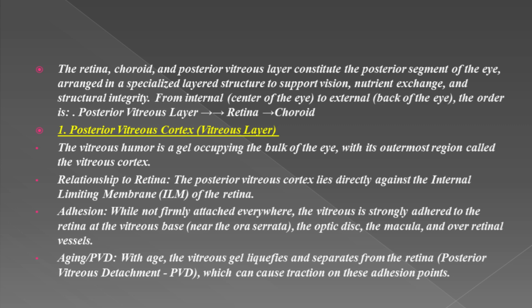The vitreous humor is the gel occupying the bulk of the eye, with its outermost region called the vitreous cortex. Relationship to retina: the posterior vitreous cortex lies directly against the internal limiting membrane, ILM, of the retina. Adhesions: while not firmly attached everywhere, the vitreous is strongly adherent to the retina at the vitreous base, near the ora serrata, the optic disc, the macula, and over retinal vessels.